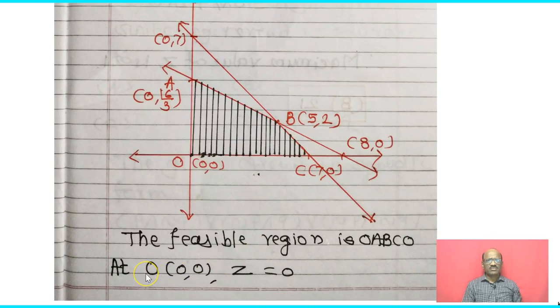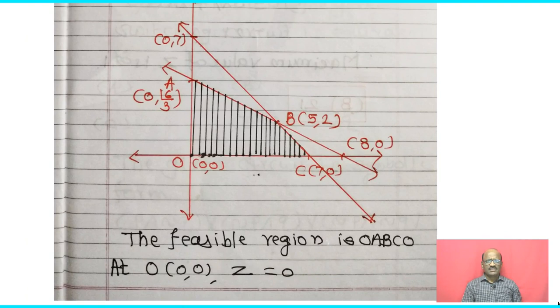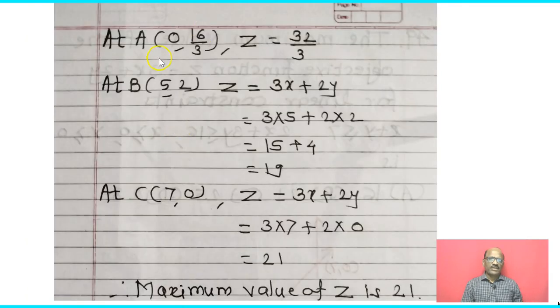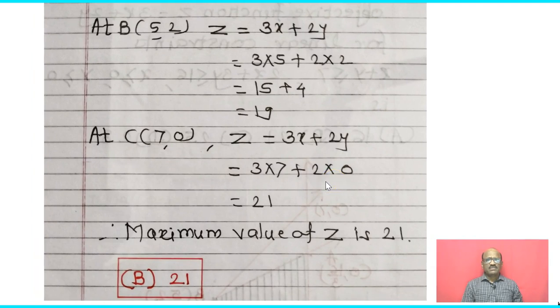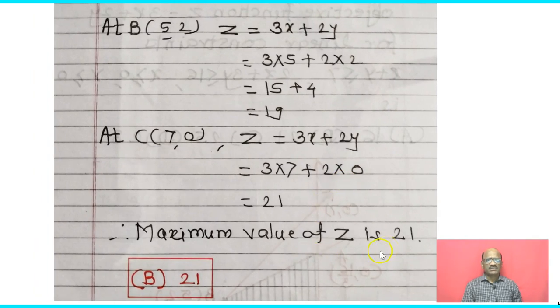At the point O, you have the value 0. Next, at the point A, that is (0, 16/3), the value of z is 32/3. At the point B, it is (5, 2), that is 3x plus 2y. Substituting x equals 5 and y equals 2, that is 19. And at the point C, it is (7, 0), the value is 21. Therefore, the maximum value is 21, that is option B is the correct one.